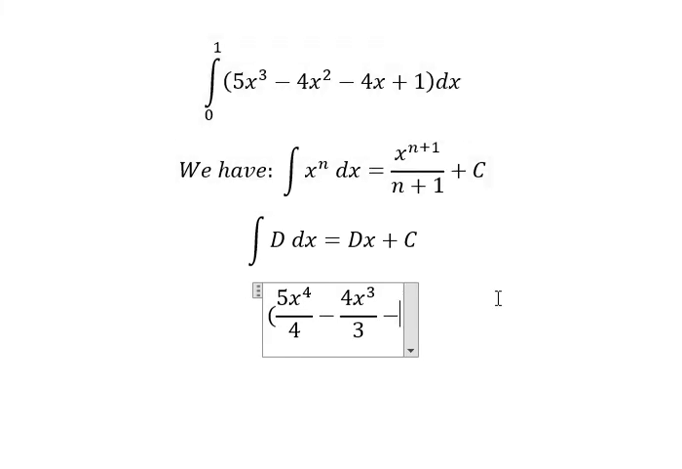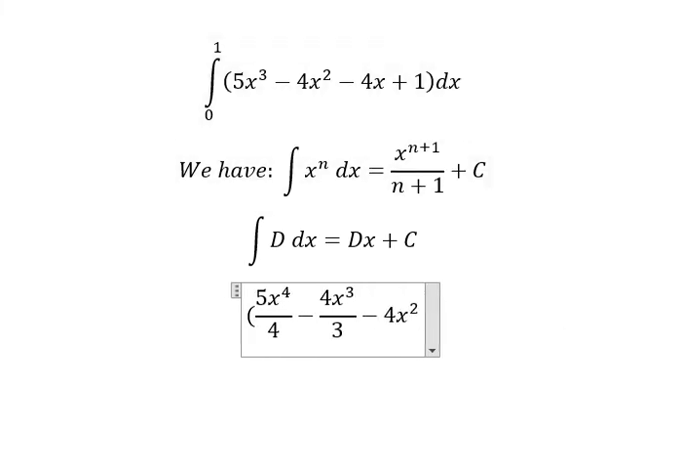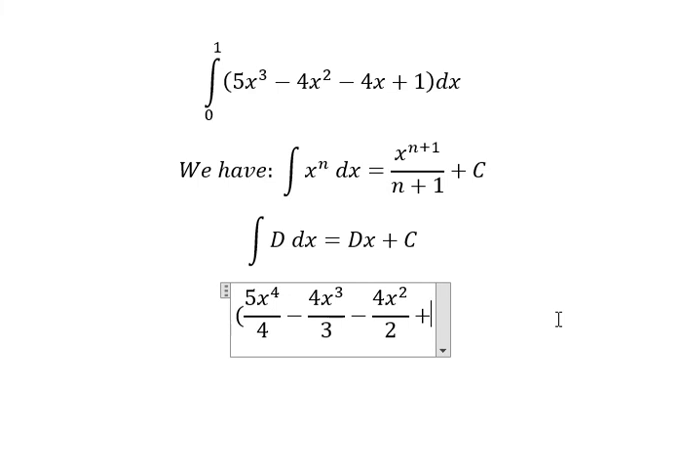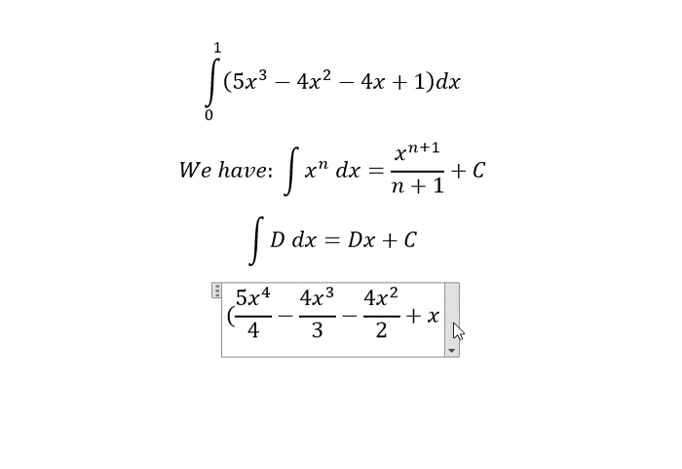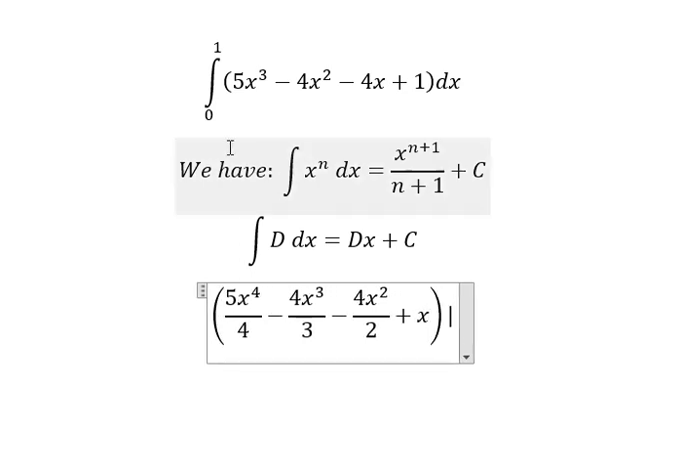This one is about 1, so you get 4x squared over 2. This one is about the constant, so that's about this one. And you get 1x, so we can simplify into x. And we put the bounds from 0 to number 1.